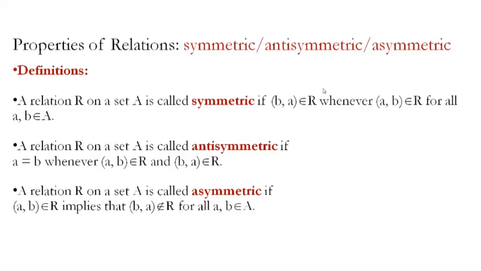And in the same relation, if 1 comma 2 is there, then there should not be 2 comma 1. If 1 comma 2 is there, it's accepted. But if in the same relation 2 comma 1 is also there, then it is not antisymmetric. So it will allow the diagonal elements, and lower diagonal and upper diagonal elements. Any element can be allowed, but if the opposite of the upper diagonal or lower diagonal element is present in the same relation, then it is not accepted. Clear?